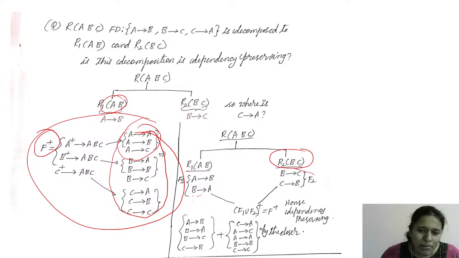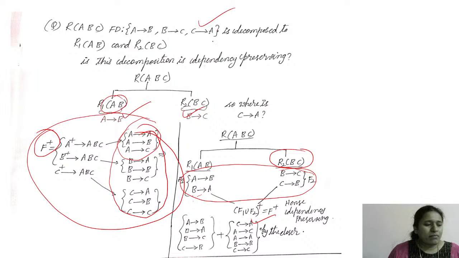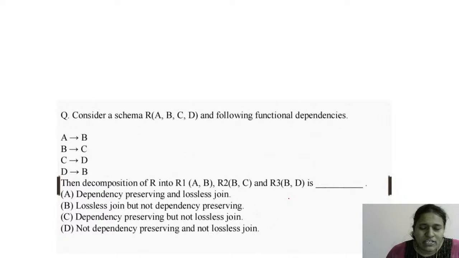by using combination of this closure. We are getting C to A also. Initially, by just looking at the relations R1 and R2, we are not getting it. But by combining these two, we are getting the C to A also. That means this relation is a lossless decomposition and dependency preserving.